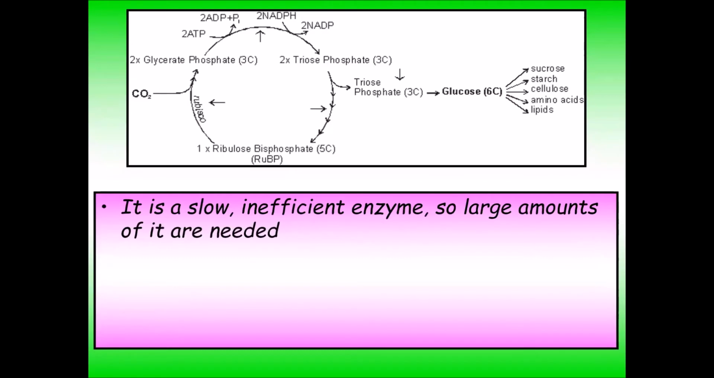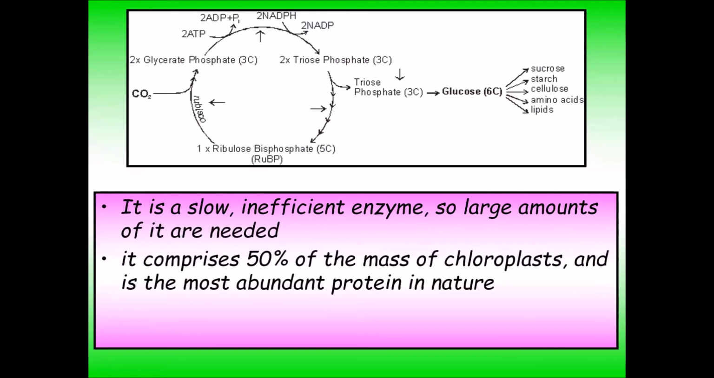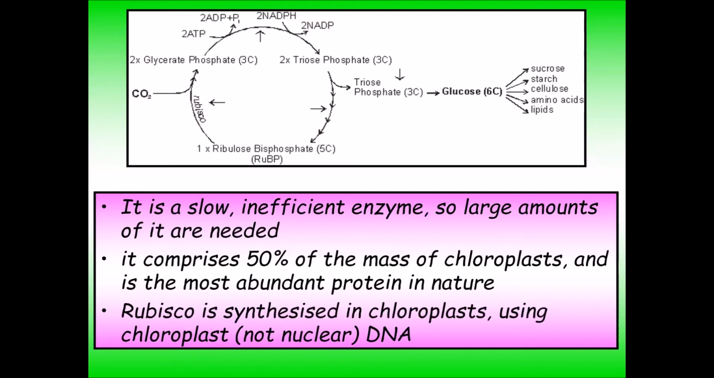Obviously, nature has decided that's good enough for purpose, so it's continued. And it comprises 50% of the mass of the chloroplast. It is the most abundant protein in nature. Really good pub quiz question there. And it's used to synthesize the GP from the RuBP using CO2. And it uses the ribosomes within the chloroplast itself, and it uses the chloroplast DNA. It doesn't have to annoy the nucleus, for want of a better term, for the genetic material. It just goes, well, I've got it in situ, I'm going to make more of it.